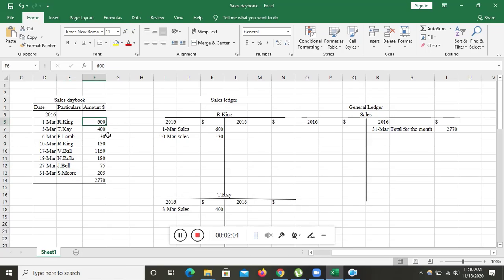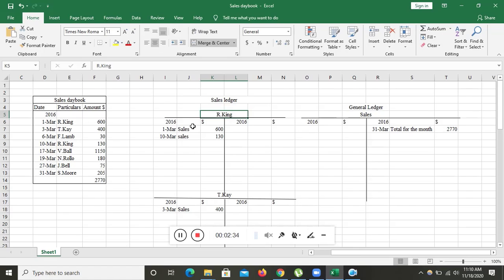I've written the amounts 600, 430, 130, 1150, 180, 75 and 205. The total for this is 2770. After making the sales daybook, I have to go to the next step, that is sales ledger. Sales ledgers means the T accounts of the individual customers. If it is a purchase ledger, it would be individual T accounts of suppliers. But as it is a sales ledger, we will go for the individual T accounts of customers.